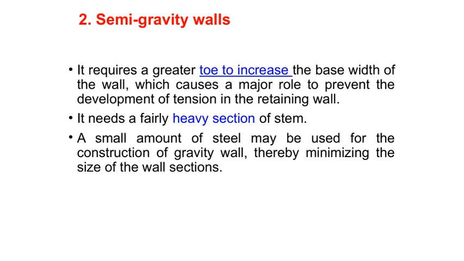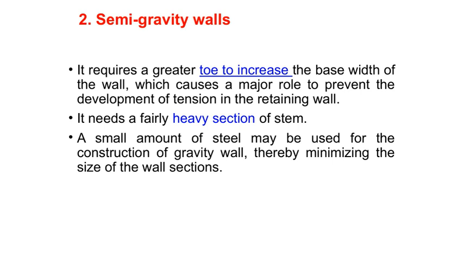Let's talk about semi-gravity walls. These walls require a larger toe, which means increasing the base width of the wall. This is crucial because it plays a major role in preventing tension from developing within the retaining wall. Essentially, by making the base wider, we enhance stability and reduce the risk of failure. Additionally, semi-gravity walls need a fairly heavy section of stem to support this wider base and handle the loads effectively.